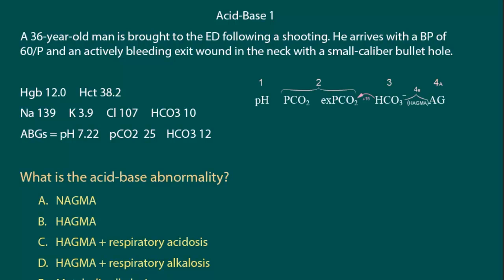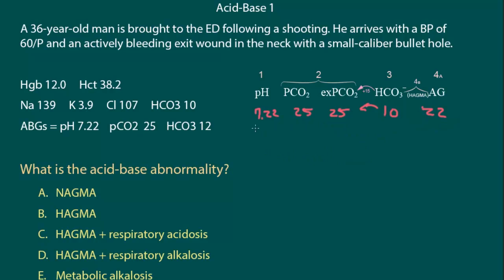Get right to the acid base. pH 7.22. We're writing this down in the same order every time. PCO2 25. Expected PCO2, leave blank. Bicarb 10. Anion gap. Now we go back and calculate. Expected PCO2 is 25. Anion gap is 139 minus 117, that's 22. Starting from the left and moving right, we do an evaluation.